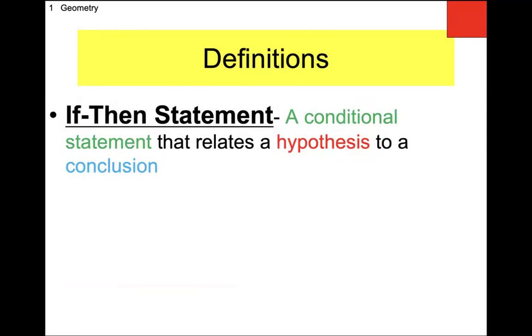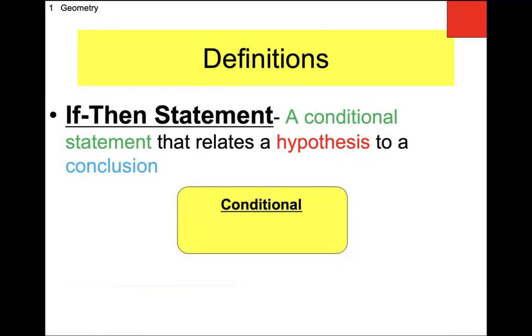So what is an if-then statement? We call it a conditional statement. If you meet the conditions, then something will occur. So it's a conditional statement that relates a hypothesis to a conclusion. The hypothesis is the if part, and the conclusion is the then part. And believe it or not, we're going to be looking at sentences that have the words if and then and figuring out which is the hypothesis and what's the conclusion. Pause if you need to write this down.